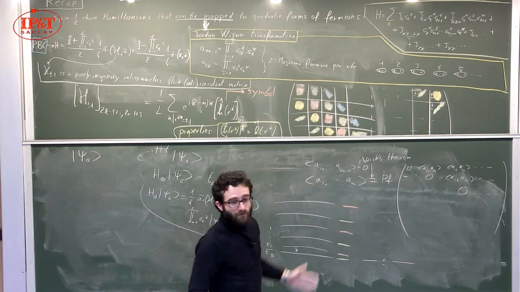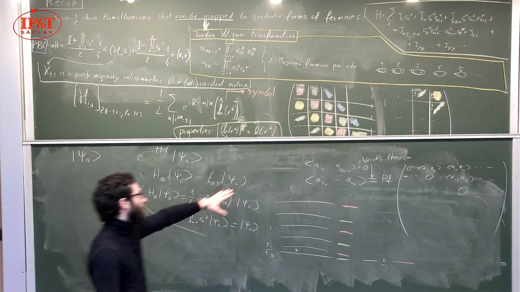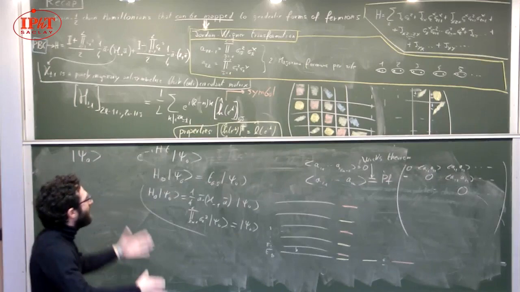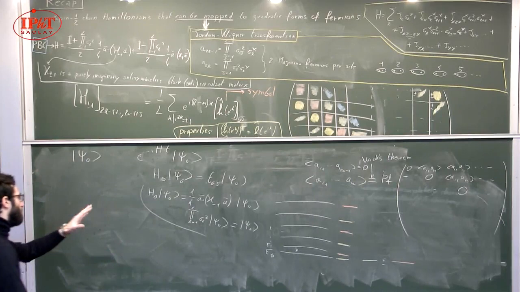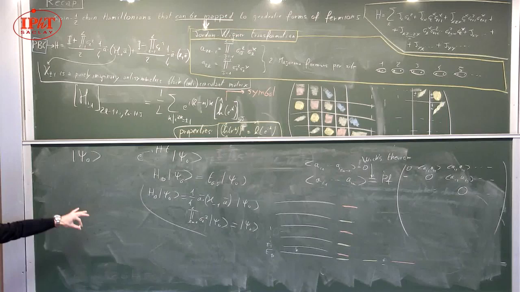So the analysis is more complicated, and it's not so easy to write the expectation value of an odd number of fermions. There are simplifications when you consider the limit of infinite time, but if you are interested in the time evolution, it's more complicated. So these are the systems that we consider.